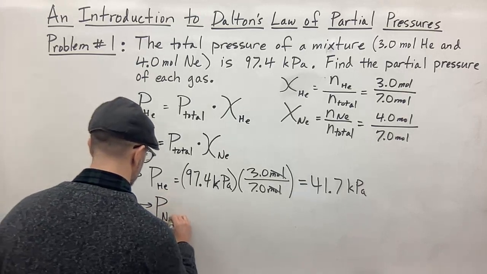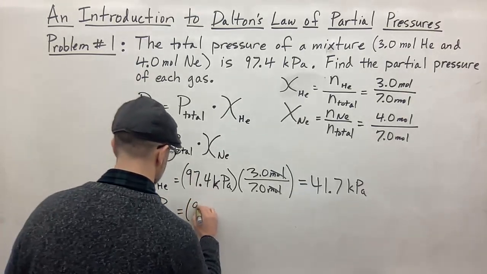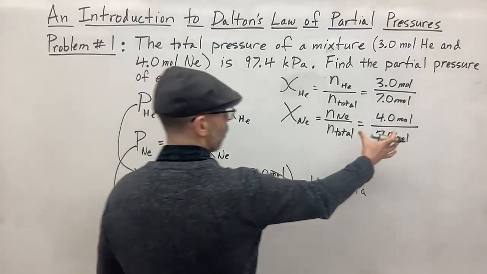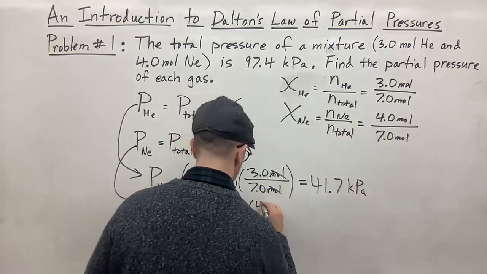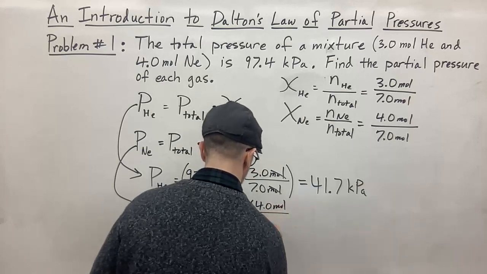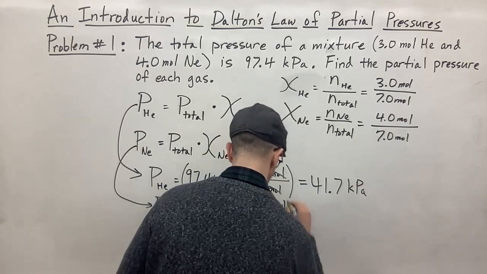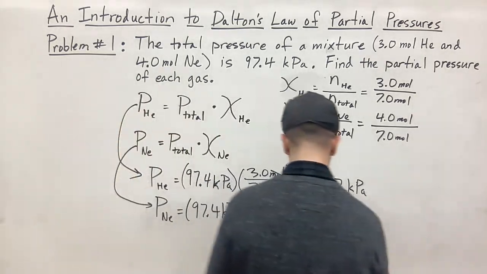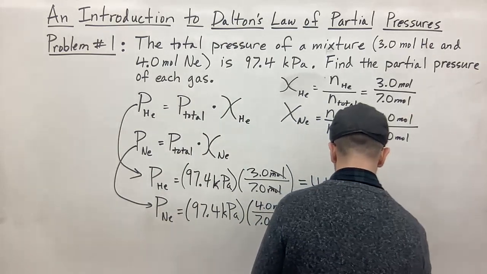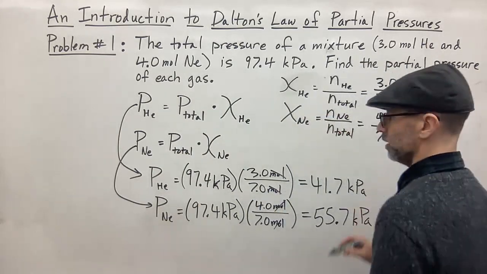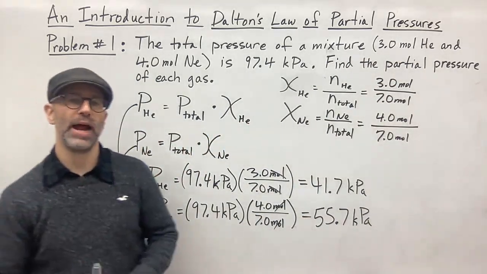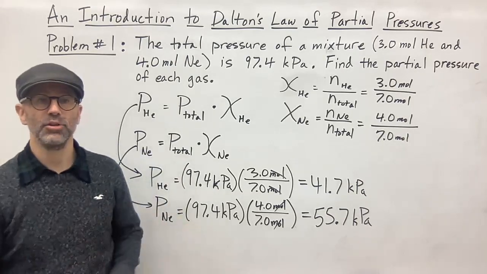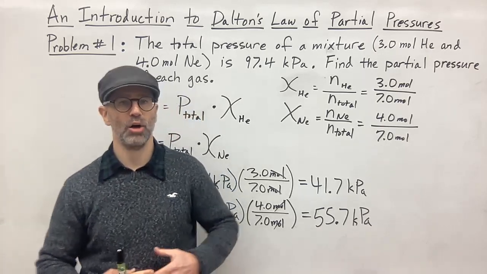Then I can do the same thing for neon. The partial pressure of neon is the total pressure, 97.4 kilopascals, multiplied by the mole fraction of neon, 4.0 moles of neon over 7 total moles of the mixture. Again, these moles cancel out, and you're left with 55.7 kilopascals for neon. That's how you use the mole fraction to find the partial pressures of a mixture. Next I'm going to do another practice problem, which is going to involve Boyle's law.